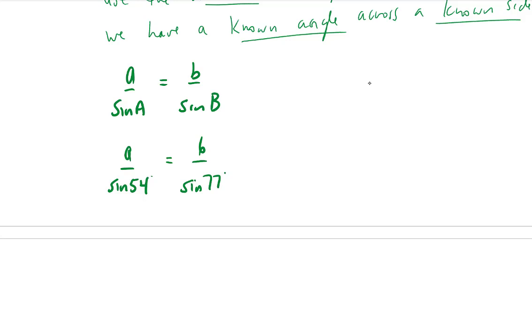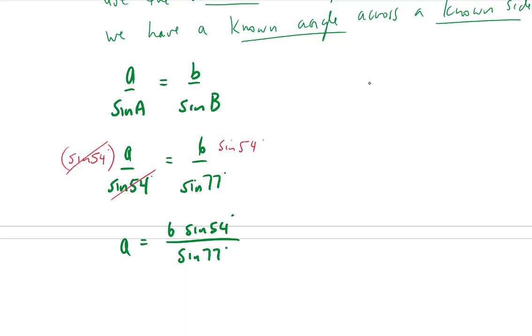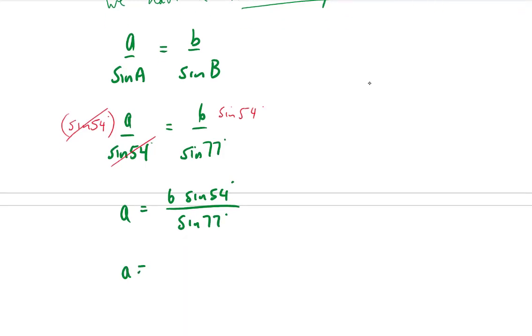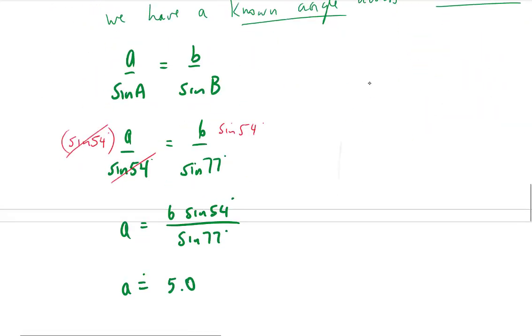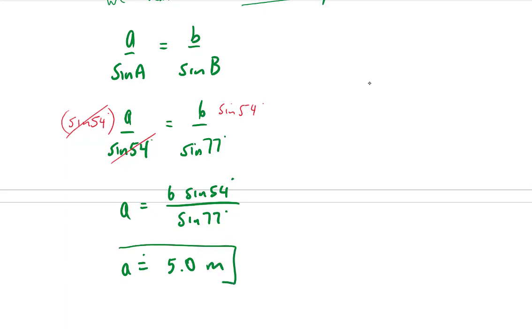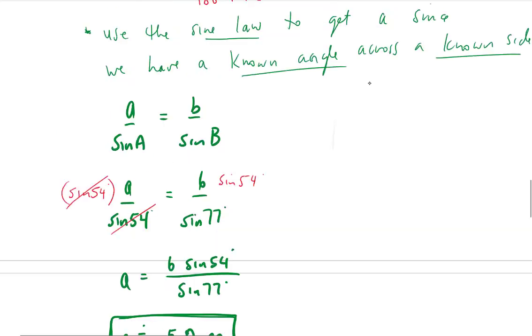We want to solve for A, so it says A divided by sine 54. To get rid of the division by sine 54, we're going to multiply. The opposite operation of division is multiply. These will cancel each other out. We get that A is equal to 6 sine of 54 degrees over the sine of 77 degrees. Next is to use our calculator, and we end up with A approximately 4.98, or if we want to round, approximately 5.0 meters.